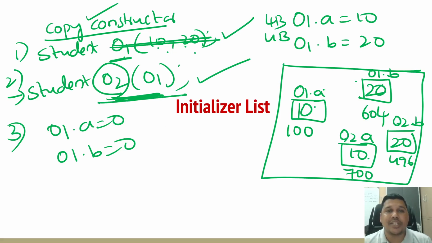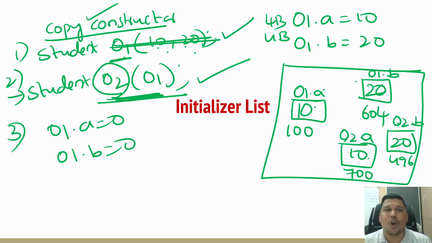When I use the copy constructor, two more variables are created with some address, and some values are placed in that. 10 and 20 are copied into that. Now there are two separate memory addresses and separate values. You can perform operations separately. On object O1 you do something, that will not reflect in object 2. Object 2 you make some changes, that will not reflect in object 1.